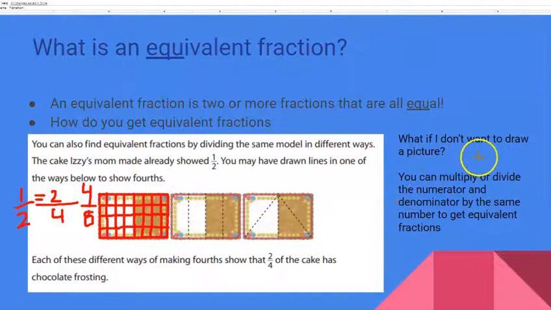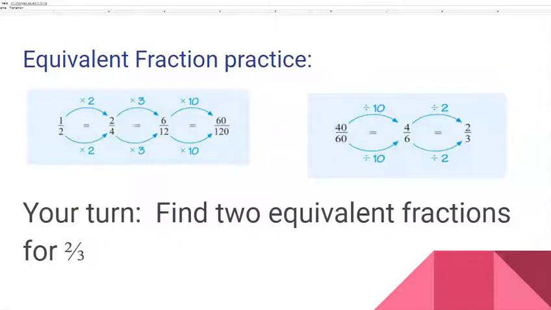Now, what if I don't want to draw a picture like this? You can also multiply or divide the numerator and the denominator by the same number to get equivalent fractions. So I'm going to show you what that looks like next. Okay, so equivalent fractions. To do it without showing you the picture, this is what you would do. Okay, so we have our fraction here. We have to multiply the numerator and the denominator by the same thing.